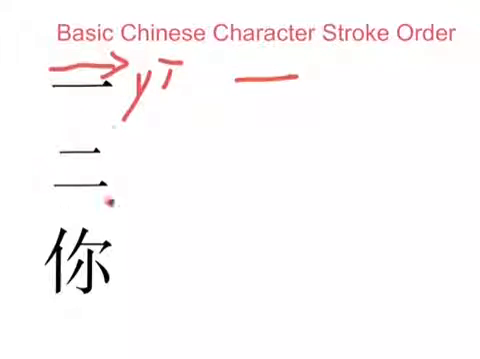Number 2, which is Er, follows the same stroke order. So left to right, do the top one first, and then the bottom. Left to right, top to bottom. The third character we're looking at is the character Ni, which means you. So if we follow the stroke order, we start with this section here, and the second section and the third section. It's written like this.